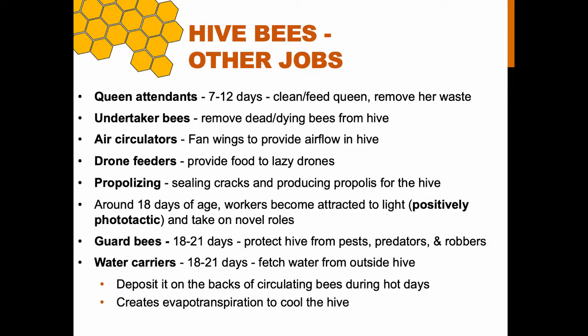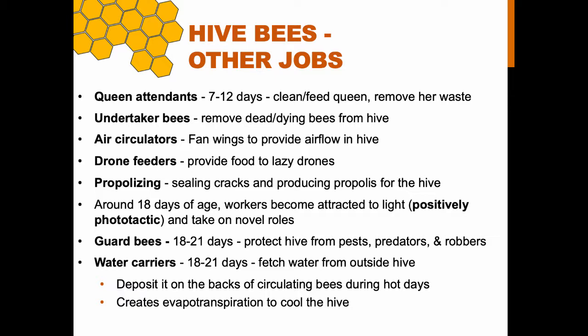All right. Right around 18 days is an important age. That's when the bees start to switch from being negatively phototactic to positively phototactic, meaning that they become attracted to light. This is when the bees start to transition from being hive bees to being field bees. During this period, they'll take on some new roles. They will oftentimes start becoming guard bees, so they will stand near the entrance and make sure that predators and pests and bees from other hives, that we call robbers, don't come in.